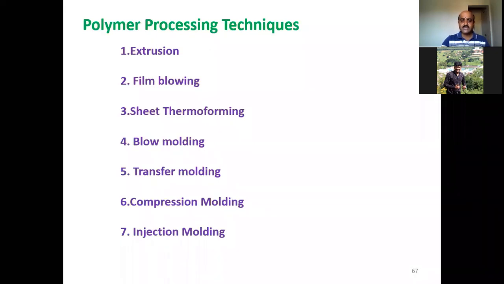We have listed seven different techniques here: extrusion, film molding, sheet thermoforming, blow molding, transfer molding, compression molding, and injection molding. Let us look into each technique and how the polymers will be processed. Let us start with the first one.